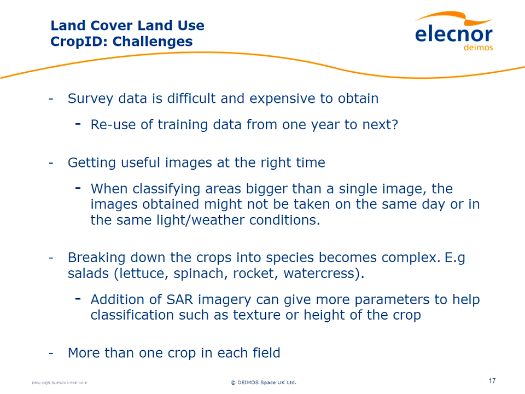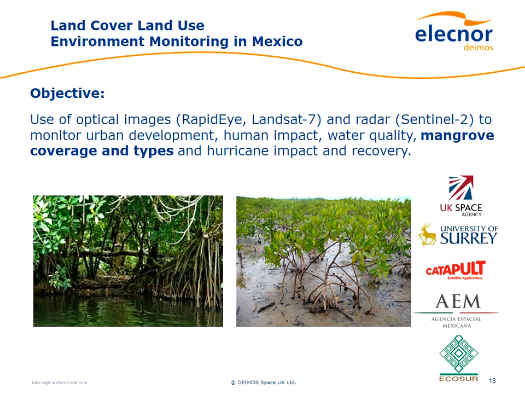Another one, and I guess this one goes back to the same problem I always have with ground data. We did this environment monitoring in Mexico, and the idea was to use optical images in this very nice area near Cancun. And one of the things that we wanted to do was to classify mangroves. There are two types of mangroves here that I wanted to classify. Those are mangroves, and these are dwarf mangroves. And they wanted to know the extent and the type.